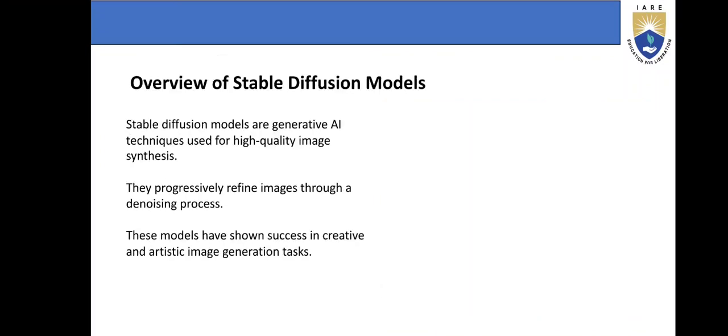Overview of stable diffusion models. Stable diffusion models are generative AI techniques used for high quality image synthesis. They progressively define images through a denoising process. In denoising processes, these models have shown success in creative and artistic image generation tasks.